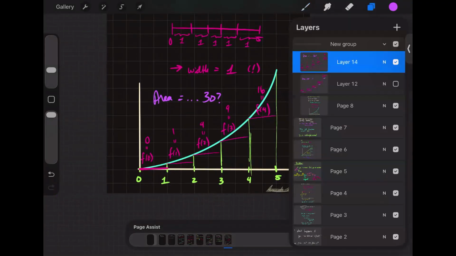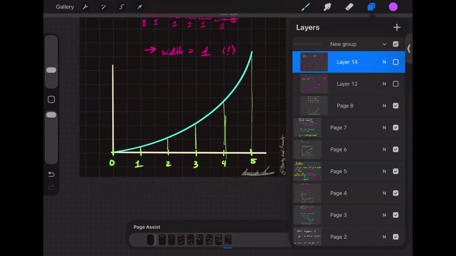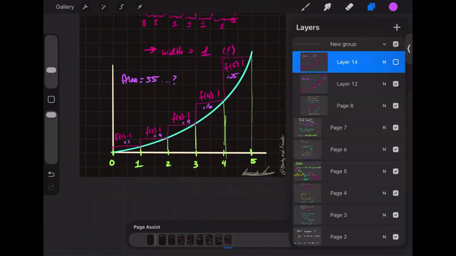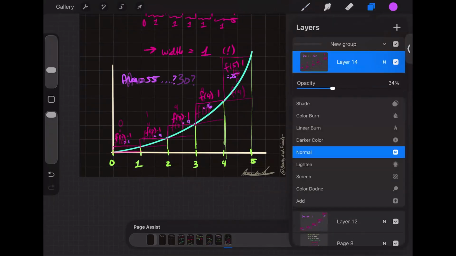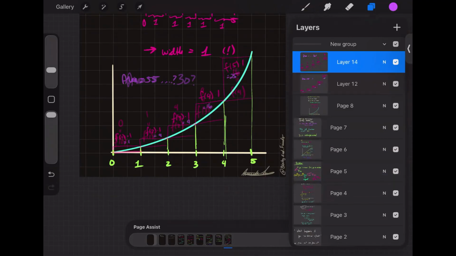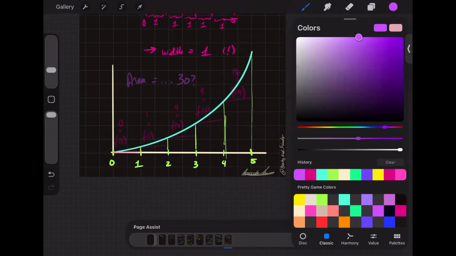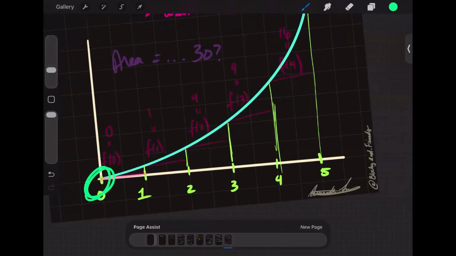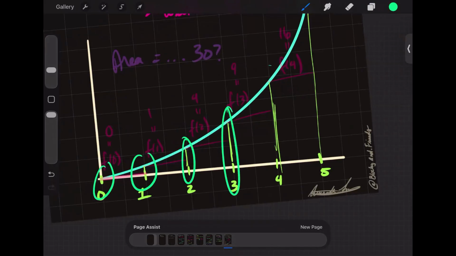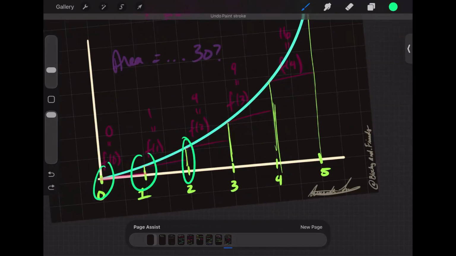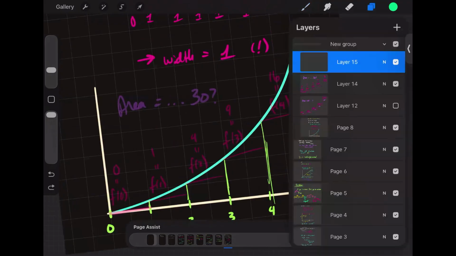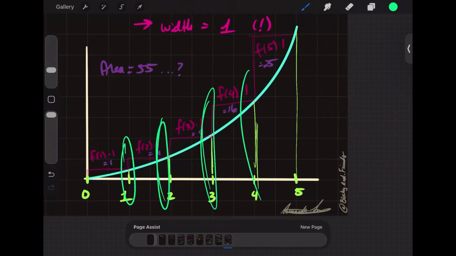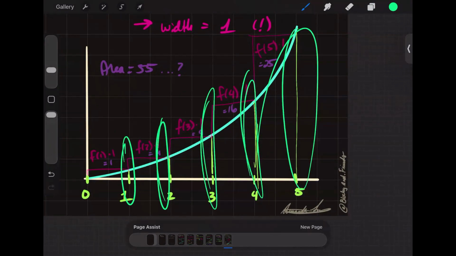Something ain't right. Let's take a look at this one more time. If we go here and we use the left endpoint, so left, left, left, left, left, right? We get a slightly smaller number. If we go here and we use the right endpoint, right, right, right, right, right, we get a bigger number.